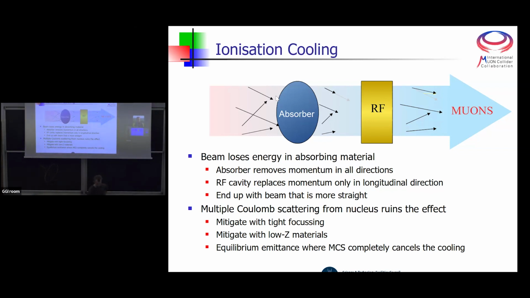So remember now we have these moment invariants. Emittance, normalized emittance, is the phase space volume in position momentum space. So if we reduce the momentum spread when we go through the absorber, we actually get cooling. Then the RF cavity reaccelerates. We have multiple Coulomb scattering from the nucleus, which tends to ruin the effect. So when the beam hits the atomic nuclei, it gets kicked around, and that tends to increase the momentum spread again.